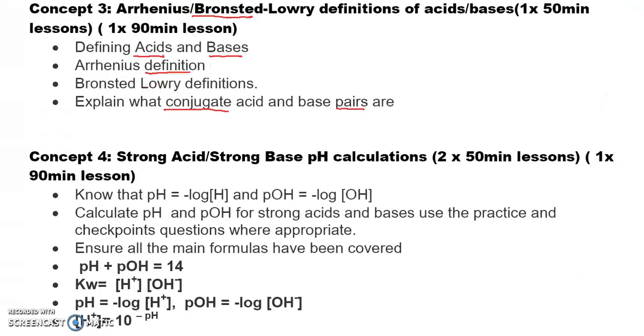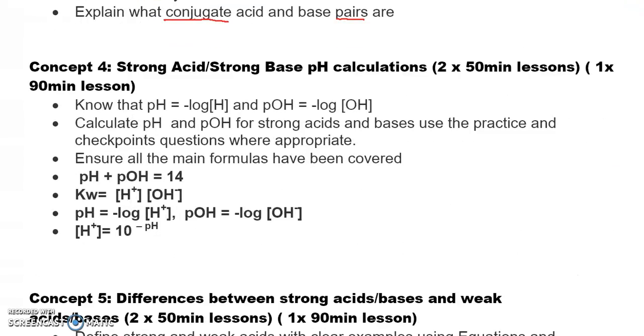If we look at concept 4, it is looking at strong acid, strong base, and pH calculations. Again, for the pH type of calculations, you must make sure that you have covered the important formulas that go with this. So for example, you need to know what pH stands for, the negative log 10 of the hydrogen ion concentration. If it's pOH, it's going to be the negative log 10 of the hydroxide concentration, and calculate pH and pOH. So we need to practice questions with that.